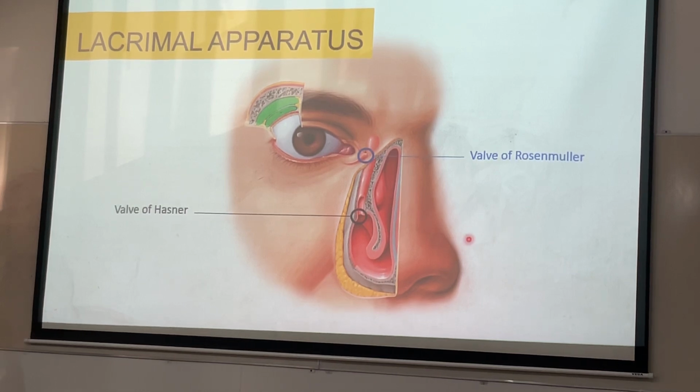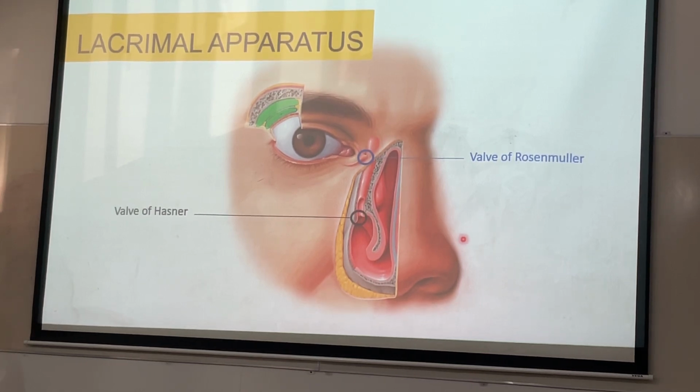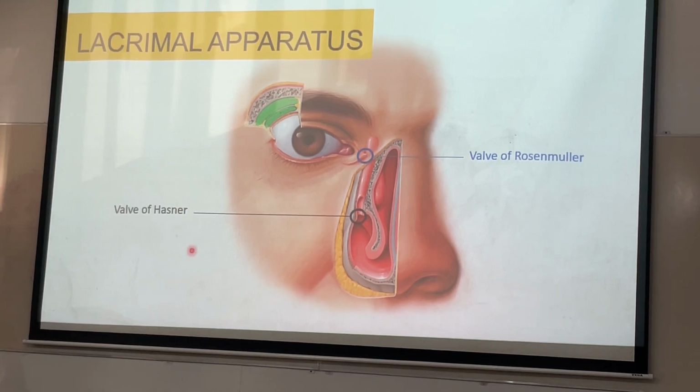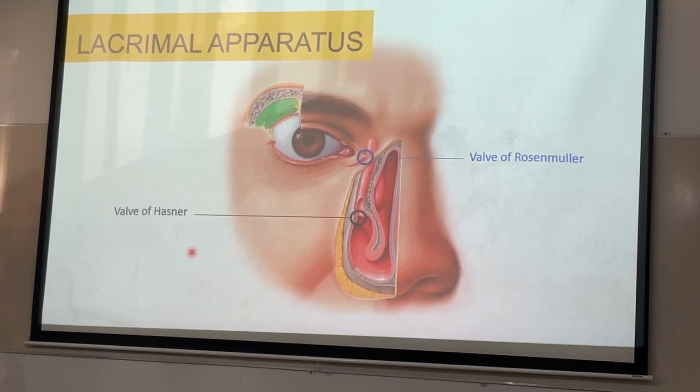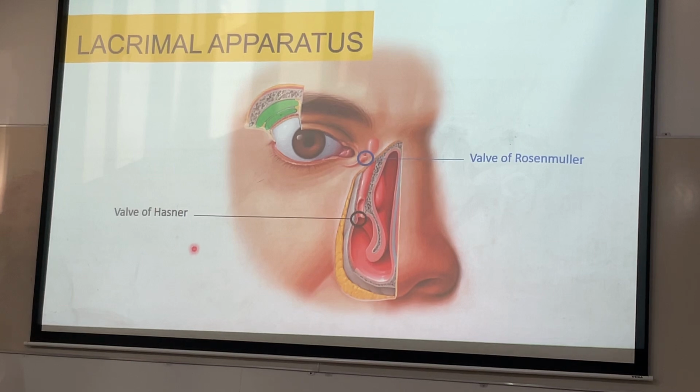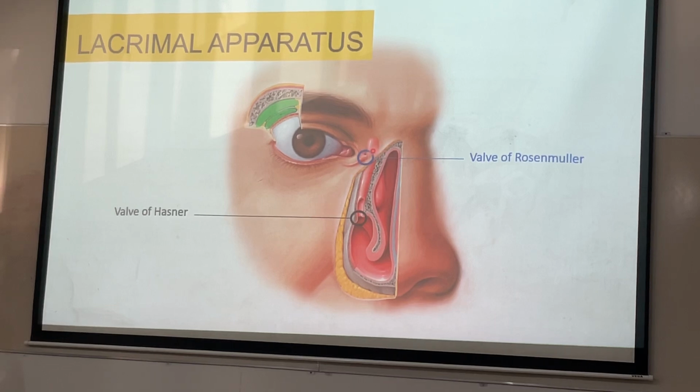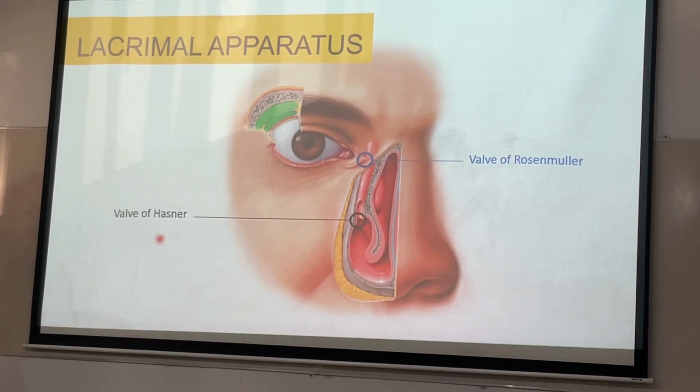One of the things that you should remember is the valve of Hasner, because the valve of Hasner is involved as a pathology for patients with a congenital nasolacrimal duct obstruction. So later in ophthalmology, you would know that there is an inflammation involving the nasolacrimal system. If it happens in a child, then most likely the pathology involves the valve of Hasner.